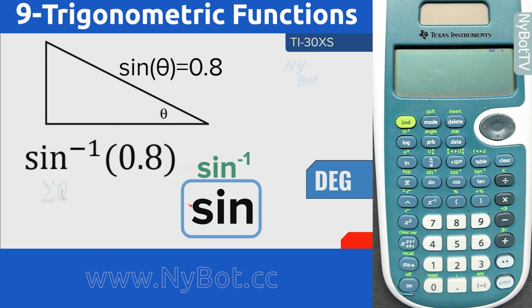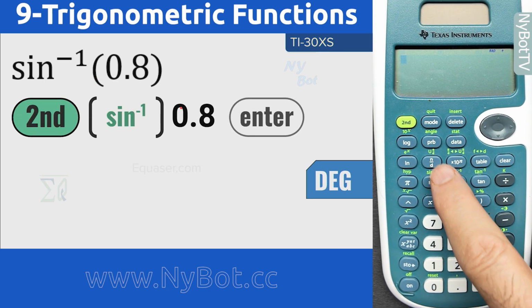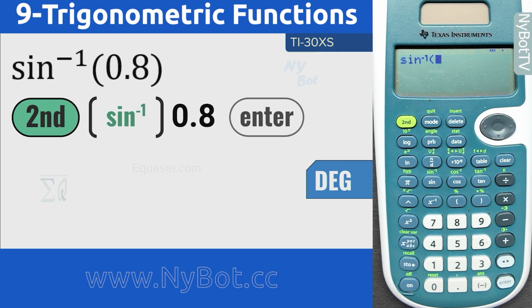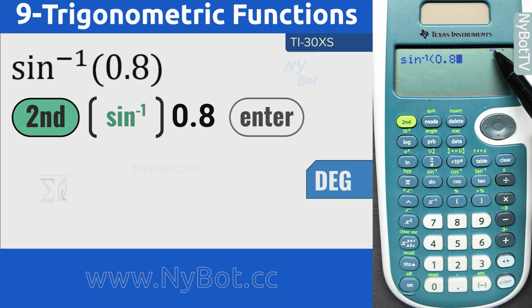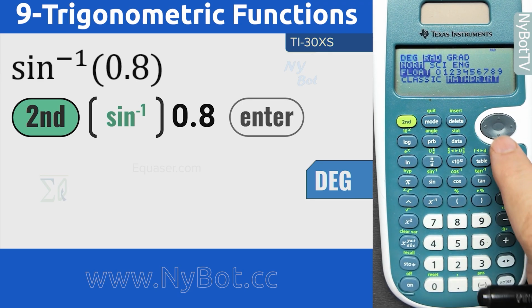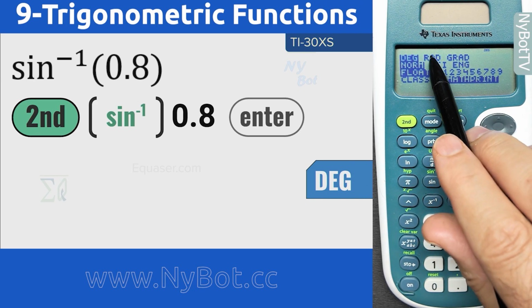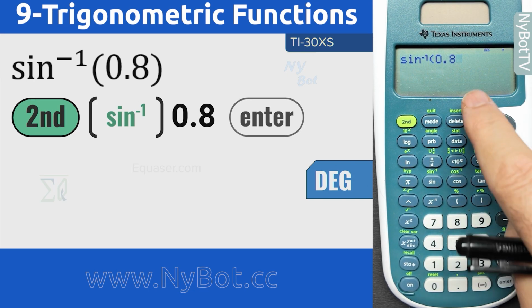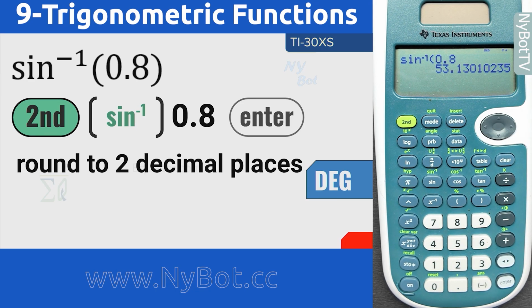For that we do like this, so we press second function and sine. Now it's inverse sine and 0.8, this is in radian. Now if you want the answer in degree, let's change mode, and then the degree is selected, press enter, highlight moved, clear, and then enter. It gives you now the degree.